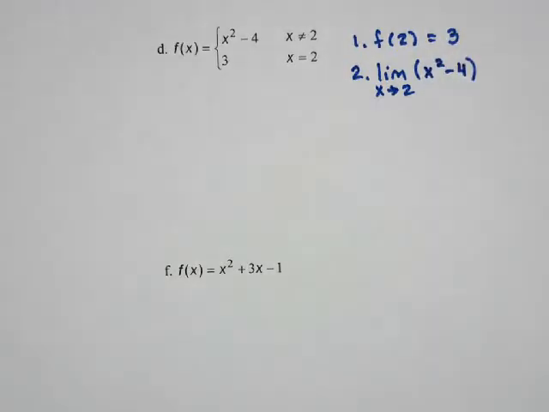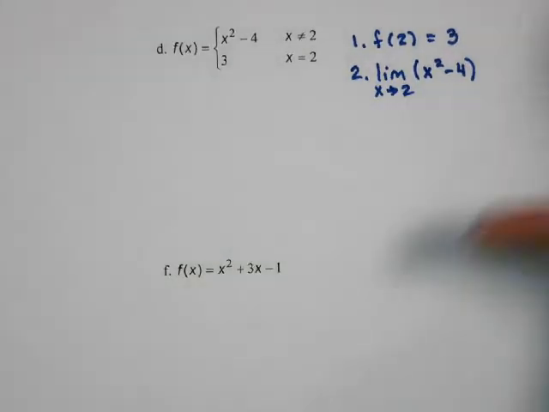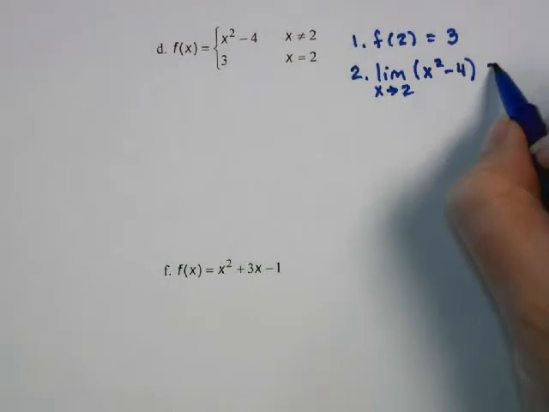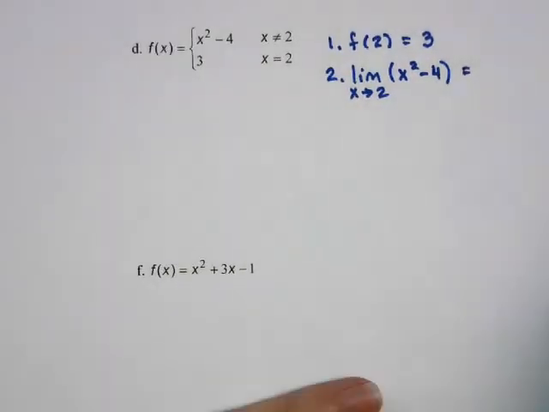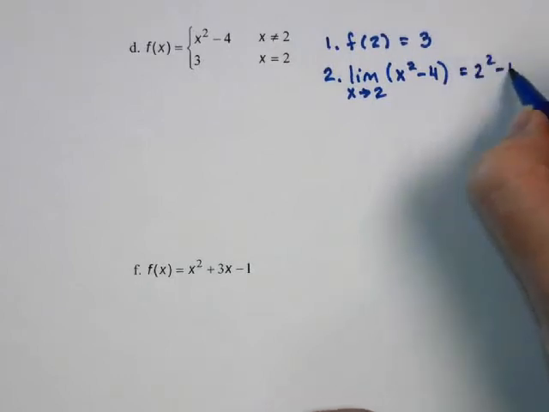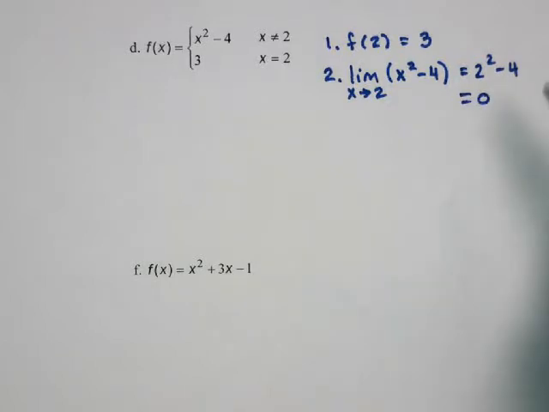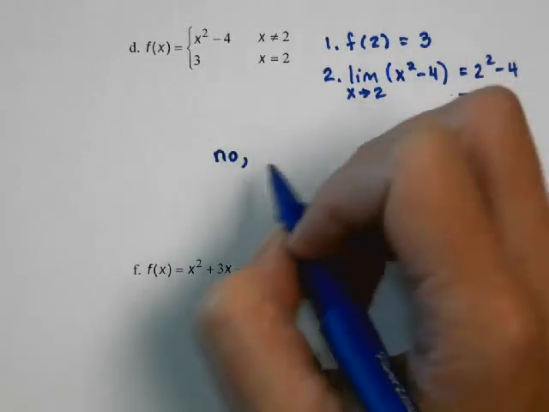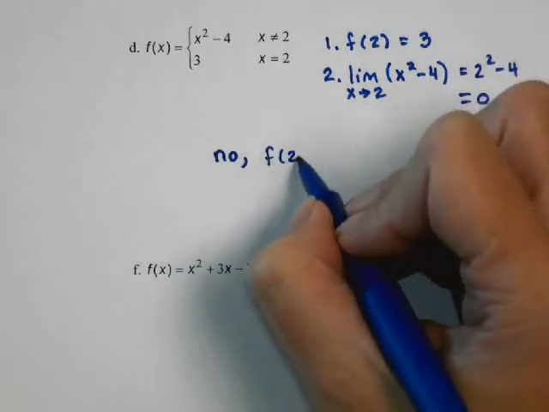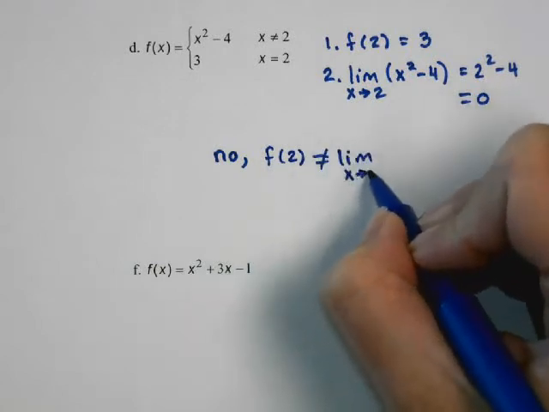Okay, so I'm going to look at the limit as x goes to 2 of x squared minus 4. For these limits, we just evaluate. So I'm going to evaluate at 2. So 2 squared minus 4. 4 minus 4 is 0. So it has a function value, it has a limit value, but these are not the same. So this is discontinuous because f(2) does not equal the limit as x approaches 2.